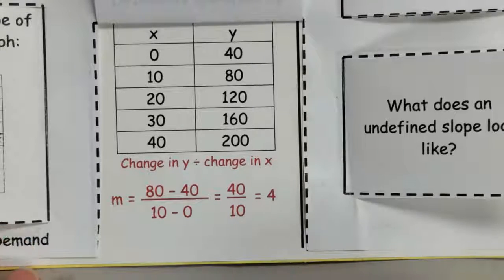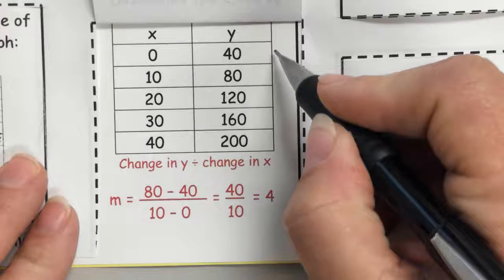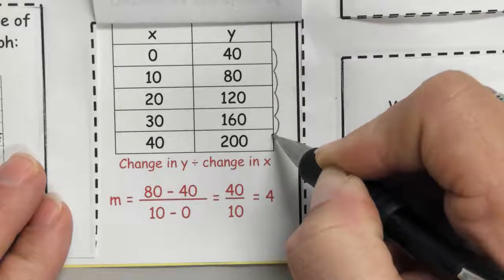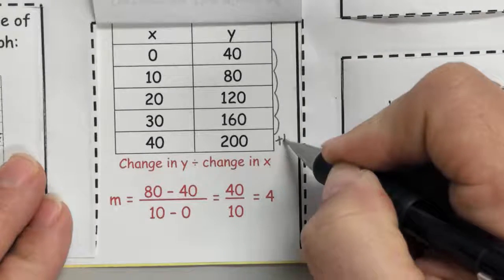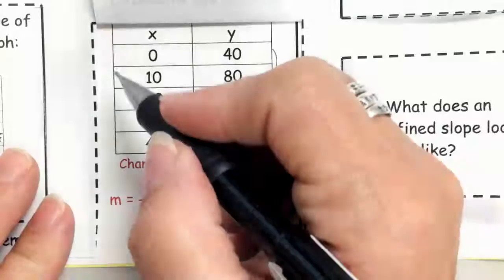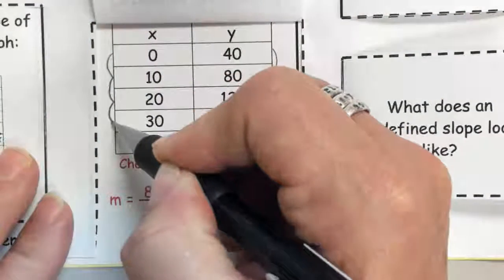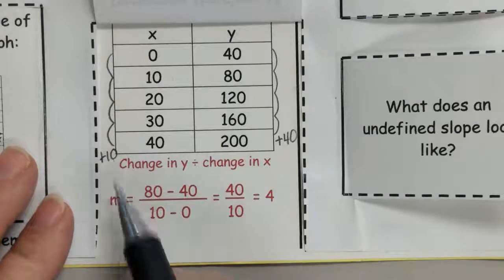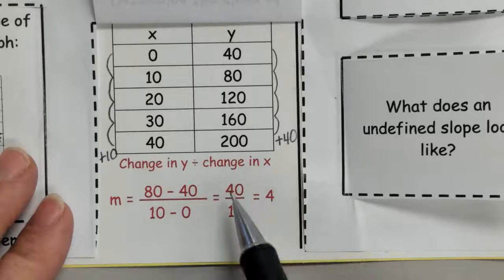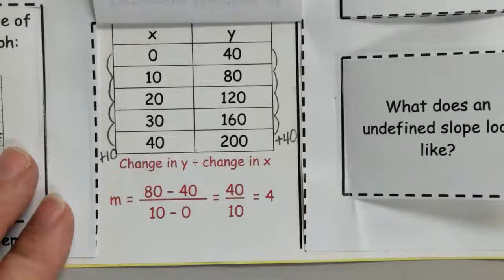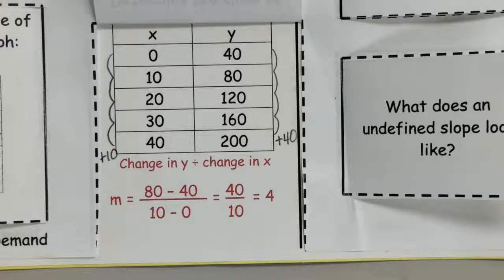I'm going to show you an easier way to handle a table. If you're looking for the change in y, all you have to do is look at what's going on as you move down the table on the y side. You can see that they're adding 40 each time. So the change on the y side of the table is positive 40. If we look at the x side of the table, you can see that they're adding 10 each time. So the change in x is plus 10. So you could go straight to this step right here. Change in y divided by change in x. And that's going to be 40 divided by 10, which is 4. So again, whichever way you like to think about it better, please do that method, and you should get the same answer either way.